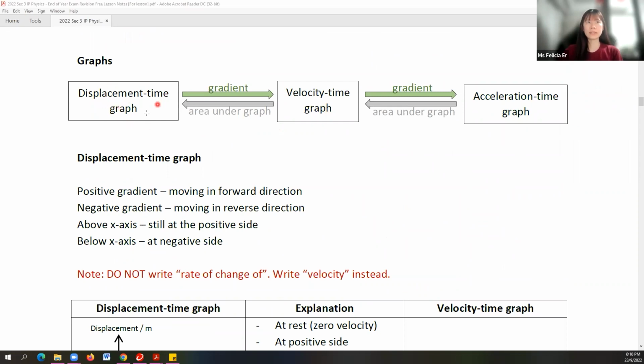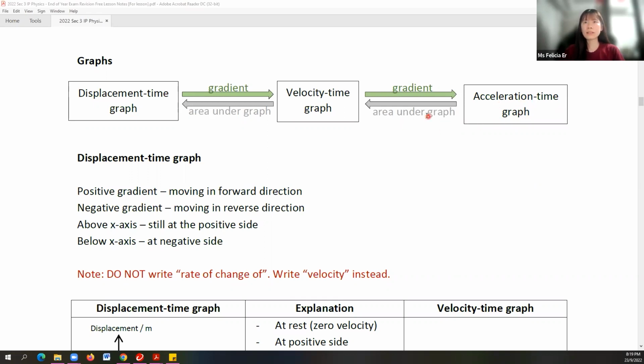So for a displacement time graph, whenever you look at the gradient, it will give you the velocity. When you look at the velocity time graph, the gradient will tell you the acceleration. For an acceleration time graph, don't go and find the gradient anymore because there isn't any arrow. Usually you just read it according to what it is.